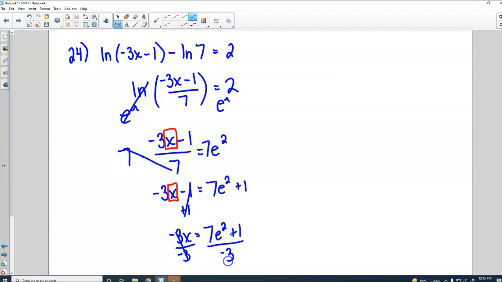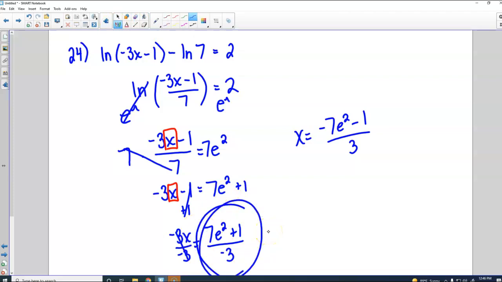Perfect. So the answer key is going to give the answer like this. It actually gives you negative 7e squared minus 1 over negative 3, not negative 3, positive 3. So it basically puts that negative up in the numerator instead of the denominator there. You don't necessarily have to do that. You could just leave it like this, this answer right here is fine. But the answer key will be on Canvas, so I want you to know what's going on there. So this is what they're going to give you for the answer key.